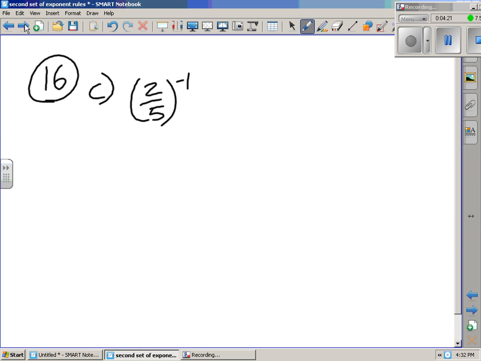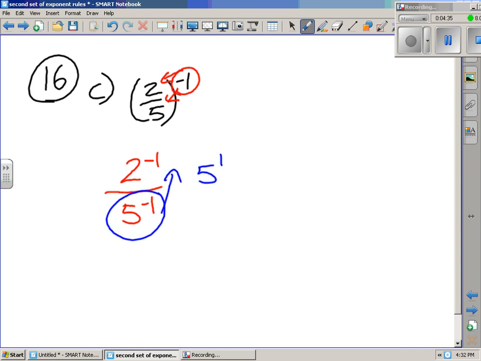16c, power to a group you distribute to both the numerator and the denominator. So we get 2 to the negative first over 5 to the negative first. I'm going to move the 5 to the negative first over the fraction bar, and I'm going to get 5 to the first. The sign changed on the exponent.